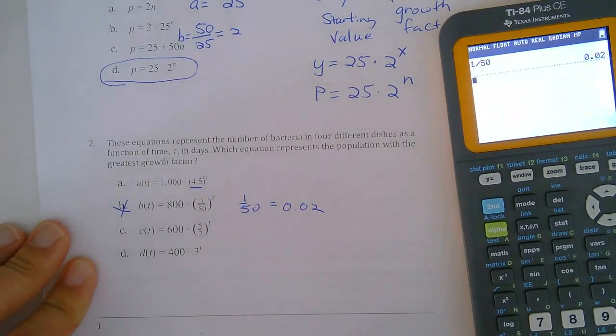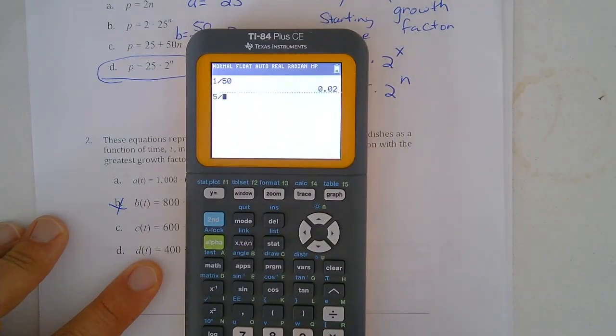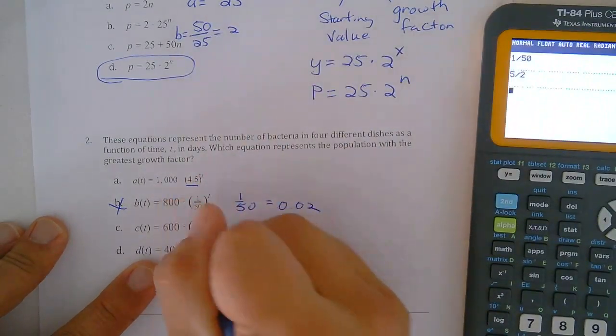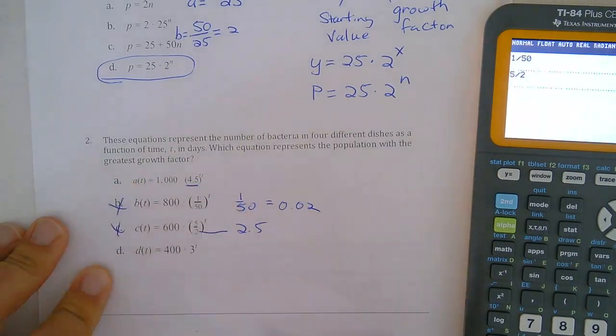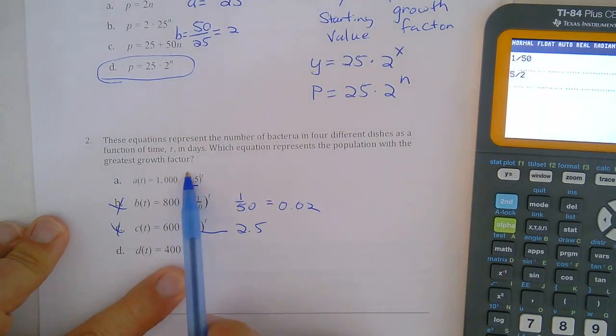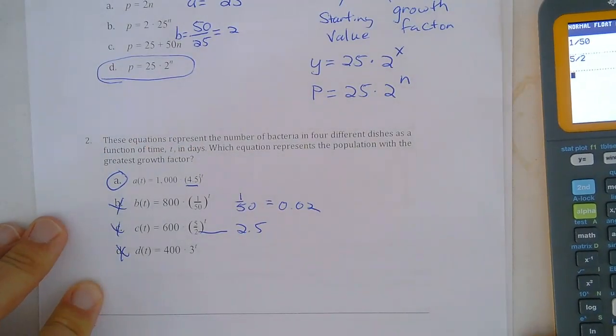So far, B is not correct. We'll change 5 over 2 into a decimal. So 5 divided by 2 is 2.5. So 4.5 is larger. So that's a no. And then here, 3 is bigger than 4.5. So our answer selection would be A.